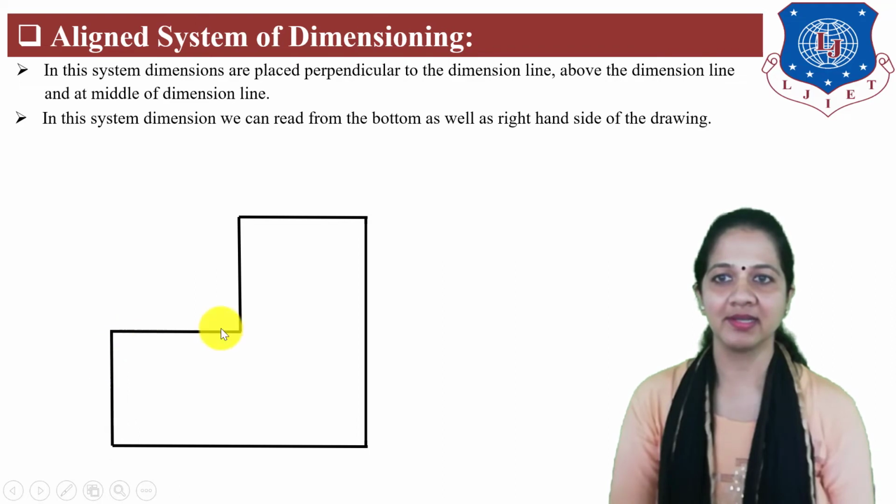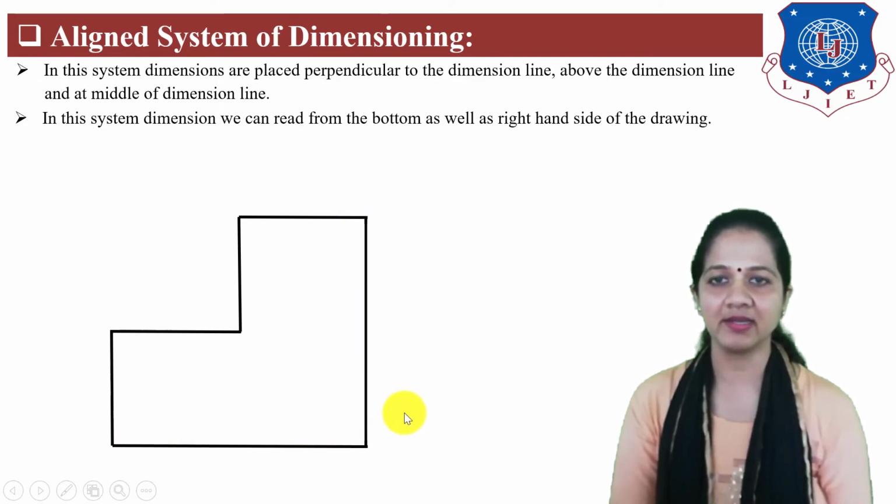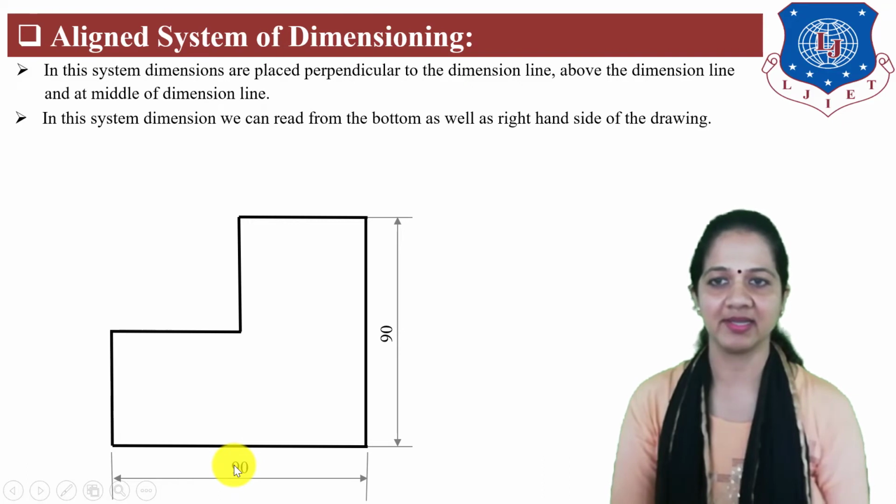Let us understand this system of dimensioning by using a drawing. Look at this drawing. Here steps are given. If you want to show the dimension of this horizontal and vertical line, then first you need to draw the extension line, then the dimension line, and then write the dimension above the dimension line, perpendicular to it, and at the middle of the dimension line. Here you can see that the horizontal dimension we can read from the bottom side of this drawing and the vertical dimension we can read from the right hand side of the drawing.